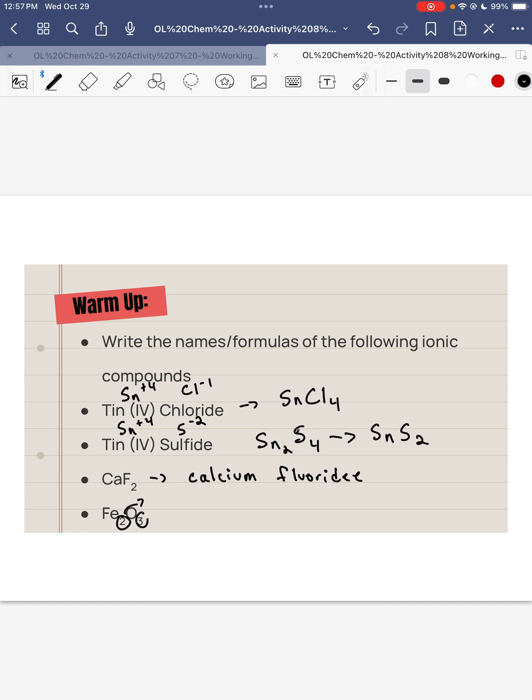Next, I have Fe2O3, where I do have a transition metal, and so I have to kind of imagine the crossover method in reverse, where the charges became the amounts. Since there's 3 oxygens, that must mean my iron charge is 3, so this is iron(III) oxide. That's a little bit of a reminder on the transition metals.